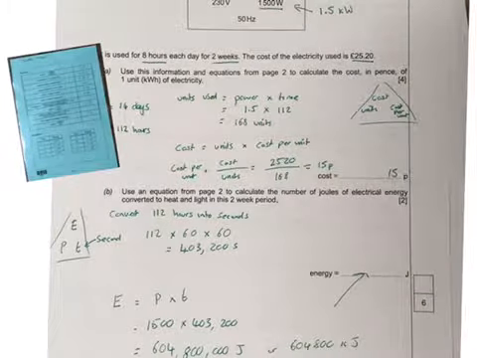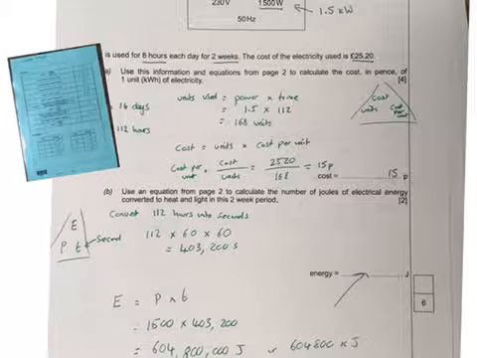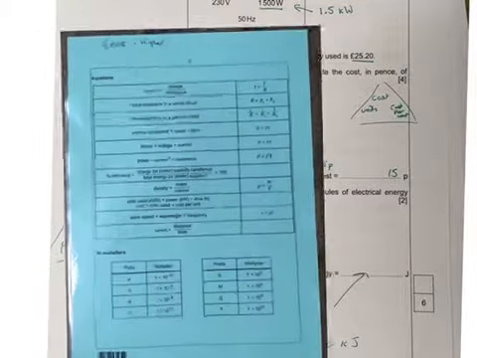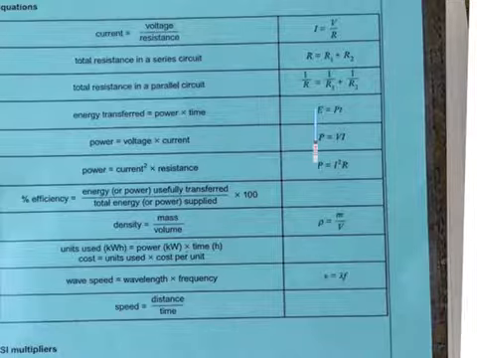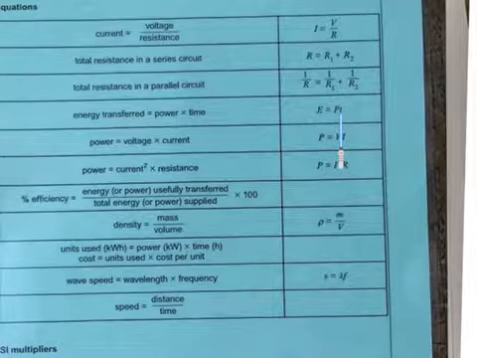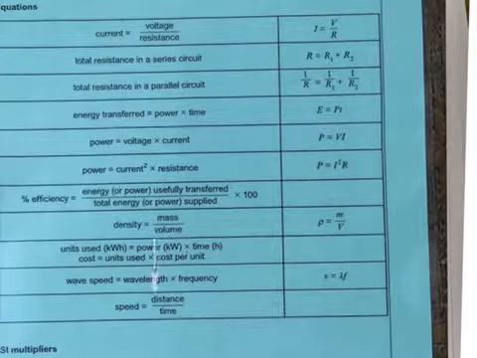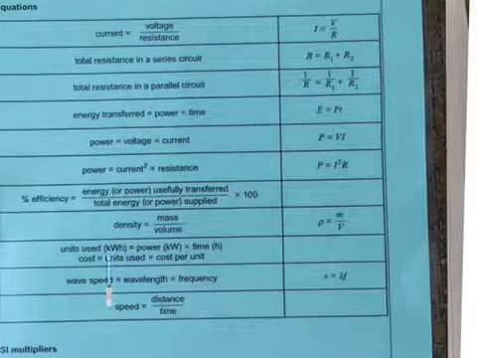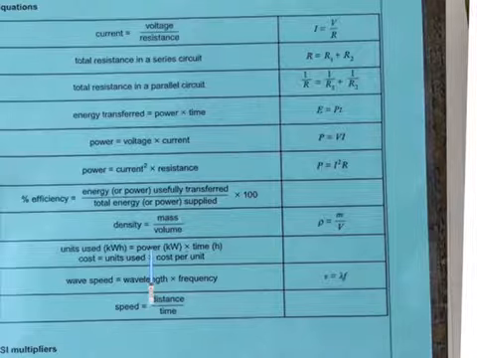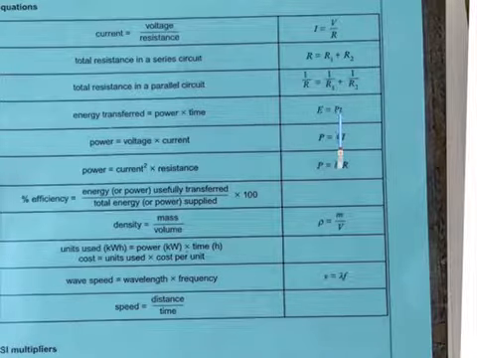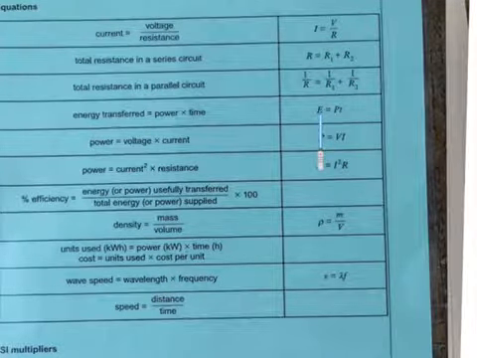Use an equation from page 2 to calculate the number of joules of electricity now. So we're looking at joules converted to heat and light in this 2-week period. So let's have a look. Have I got one for joules? Yes, I have. It's energy. We should know energy equals power times time. So it's essentially the same equation, really, but instead of energy, they're using units used here, using kilowatt hours. But power times time is exactly the same as power times time there. So it's all energy. This time it's in joules.